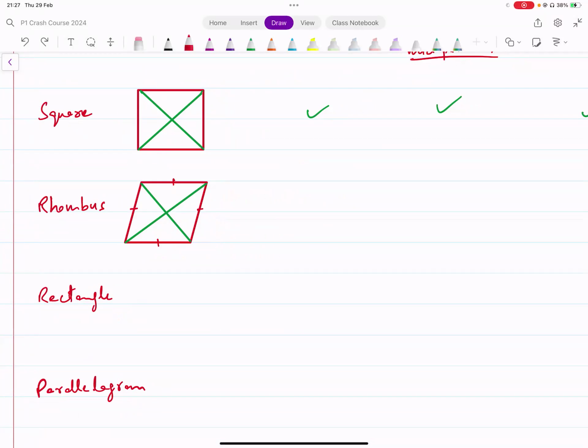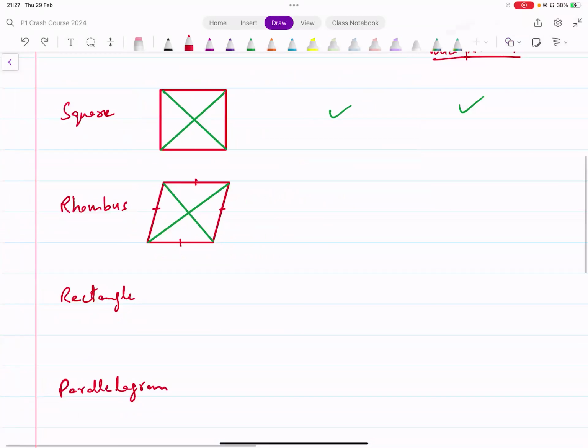Okay, let me help you think about it. Let's say you were to extend this line like this, and extend this line like this. One of these diagonals is joining these 2 points. Let's call this A, B, C, D. One of the diagonals is joining A and C, and the other is joining B and D.